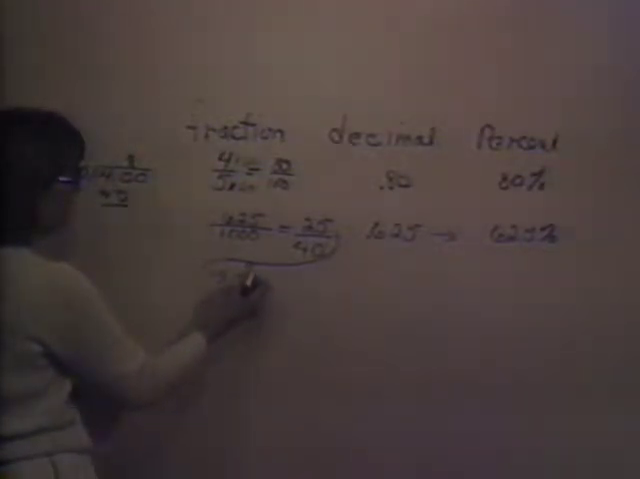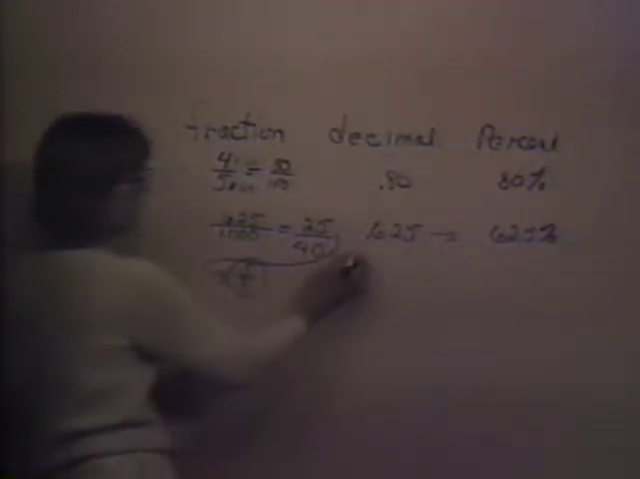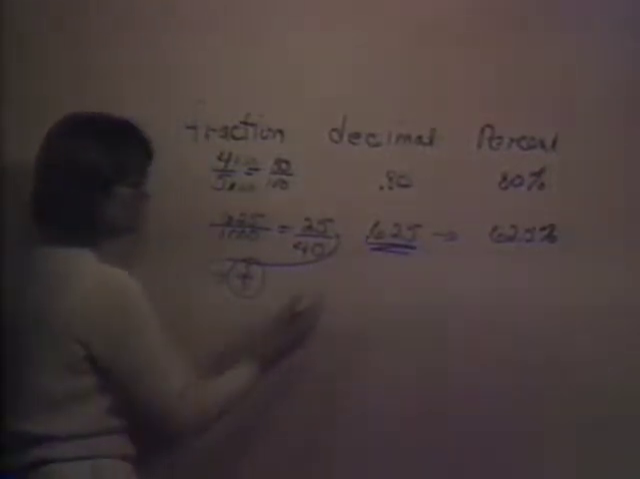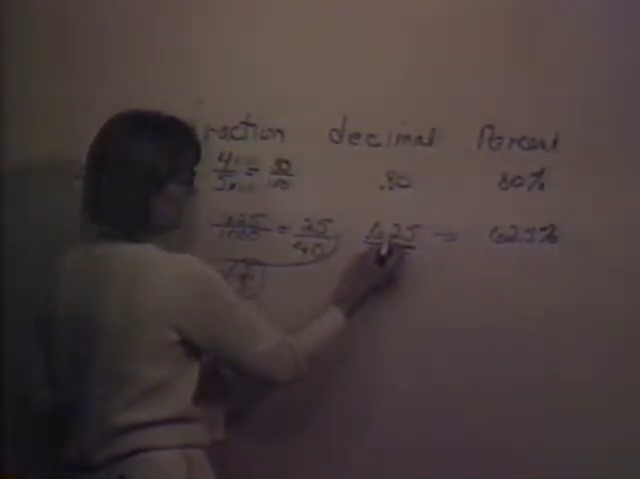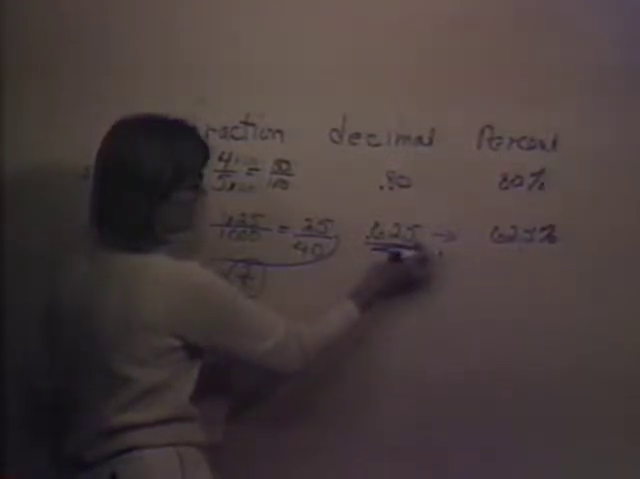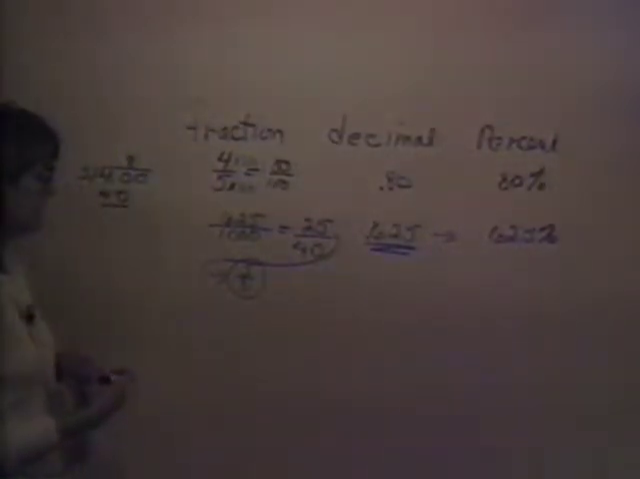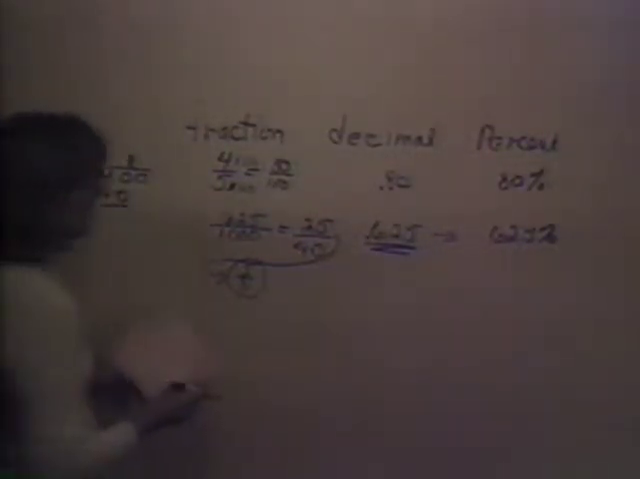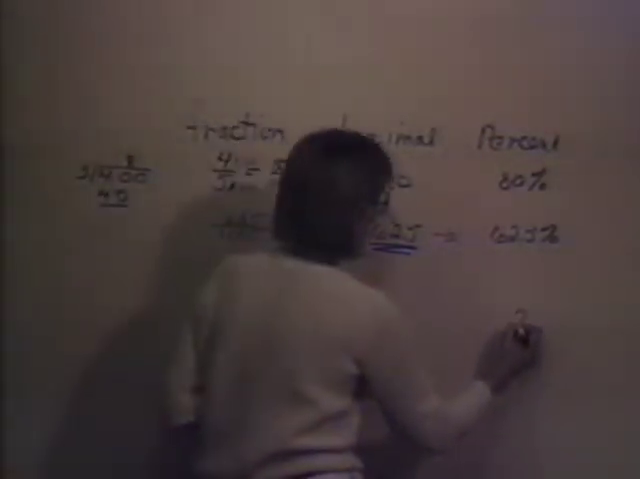So this is our common fraction right here for this decimal. Just put your decimal over the number of the place value that it ends in and then reduce it. Okay, now let's talk about changing a percent.